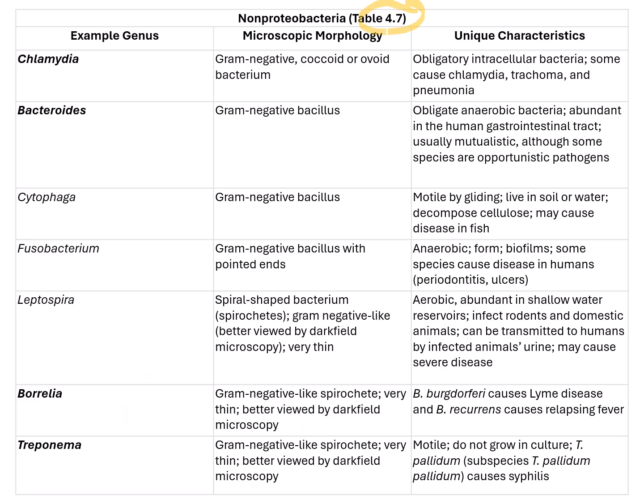Table 4.7 from our book shows us the most clinically relevant genera of Nonproteobacteria, and I've bolded some of the most common ones, some that you're going to encounter in this course and in future courses, including Chlamydia, which causes the sexually transmitted infection chlamydia, as well as pneumonia or trachoma, that blindness. Bacteroides, which is very common in our GI tract, Borrelia, which causes Lyme disease, and Treponema, of which Treponema pallidum pallidum, we said causes the sexually transmitted infection syphilis.